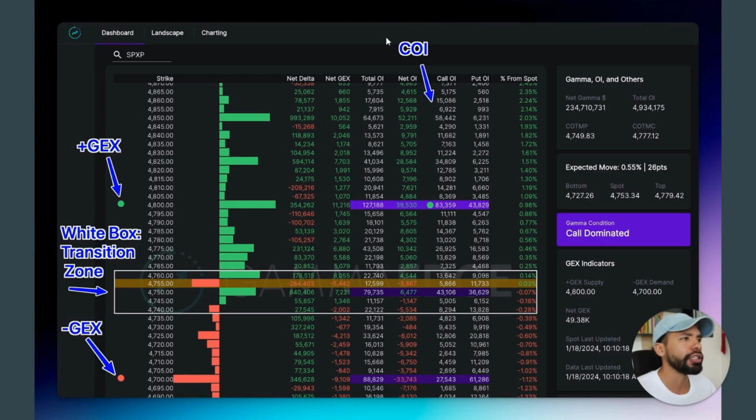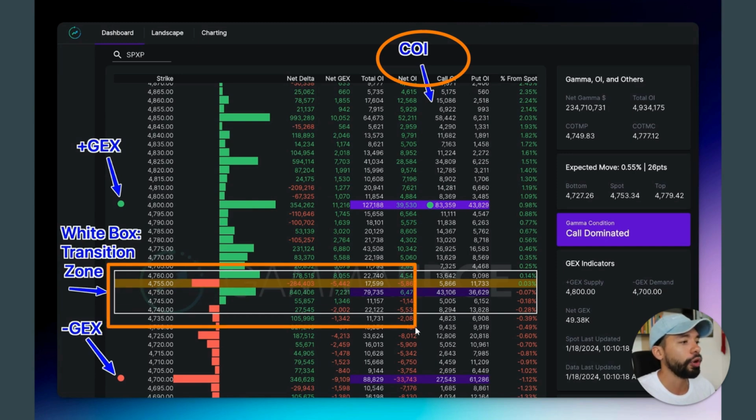Another thing that is important, they also talk about this COI, which is basically the highest open interest of an option. I don't tend to use that much when I'm swing trading. When I'm swing trading, I just focus on where the transition box is. Are we above it? Bullish. Are we below it? Bearish. If we are inside the box, then perhaps we're going to see a little bit of chop.